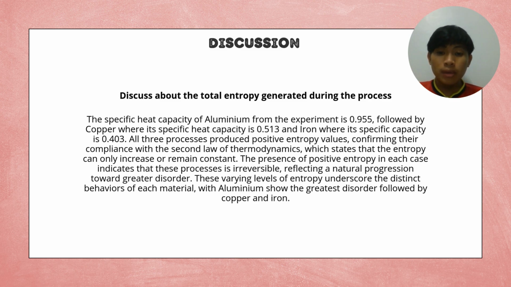And we know that the processes produce positive entropy values, confirming their compliance with the second law of thermodynamics, which states that entropy can only increase or remain constant. The presence of positive entropy in each case indicates that this process is irreversible, reflecting a natural progression toward greater disorder. And these varying levels of entropy underscore the distinct behavior of each material, with aluminum showing the greatest disorder, followed by copper, and last is iron.